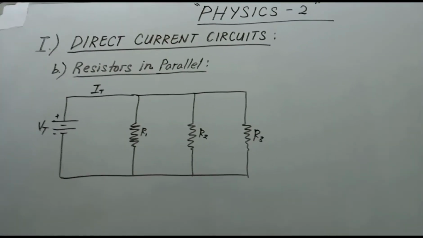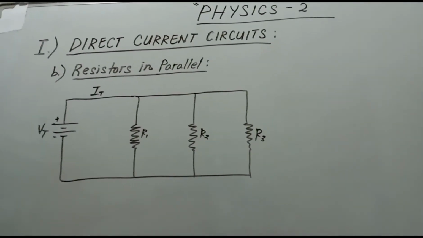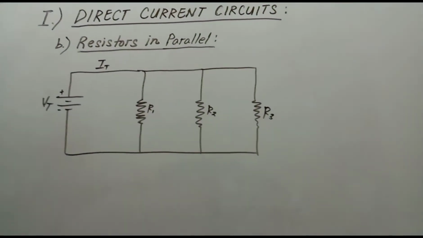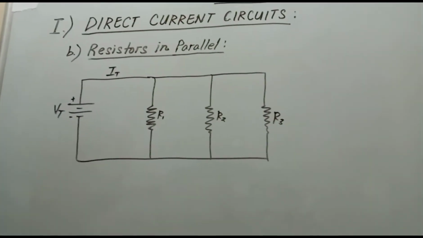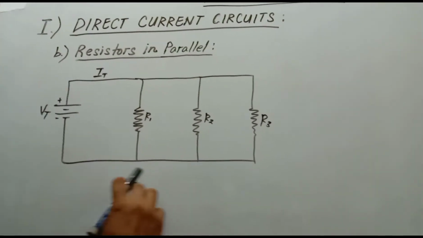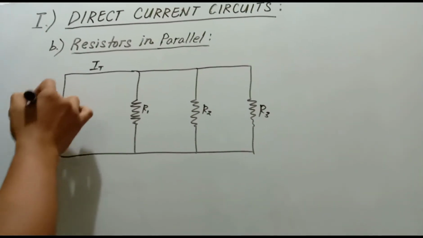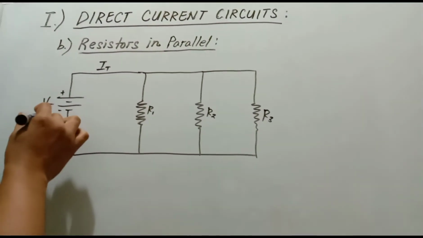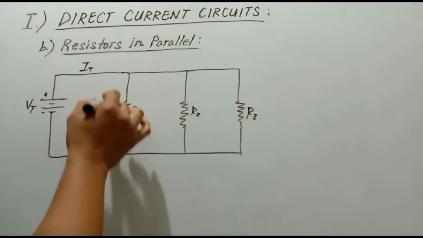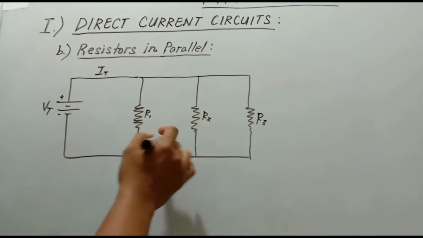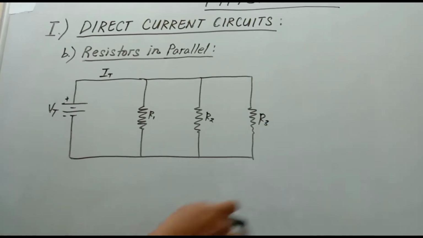As I mentioned earlier, I will discuss the second topic related to DC circuits. Our second topic is resistors in parallel connection. I have here a diagram related to parallel circuits. This area is the source, or the battery. And these three connections are in parallel: the first resistor, the second resistor, and the third resistor.